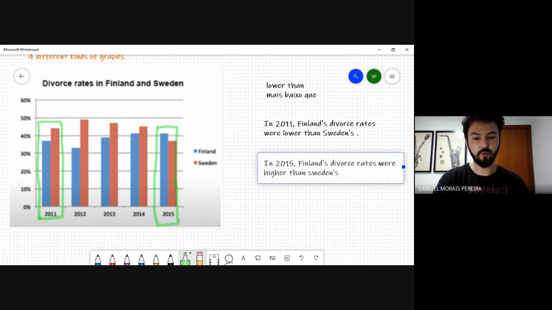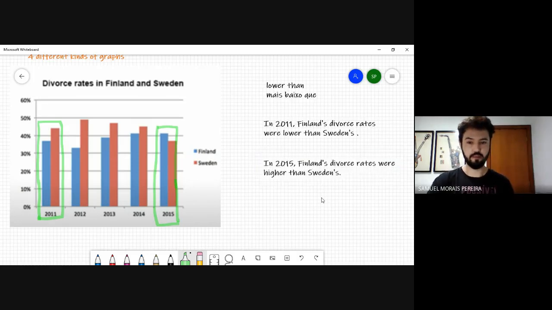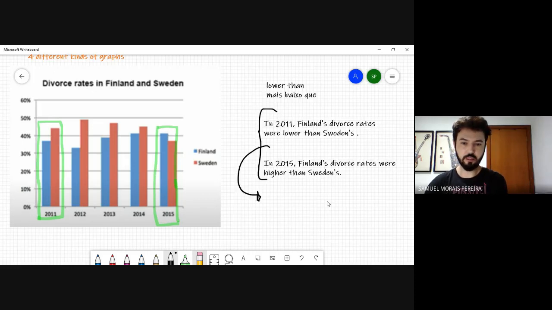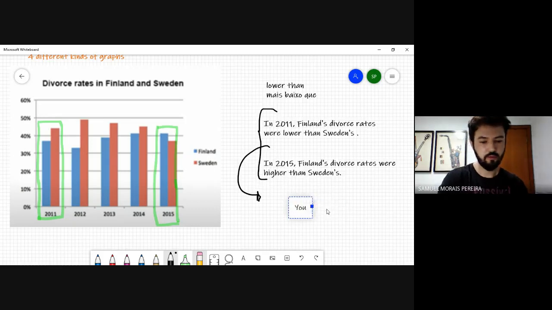Were higher than Sweden's. Eles eram maiores. Eles estavam maiores do que o da Suécia. Can you see? Bom, so pay attention. When you compare these two pieces of information here, you can notice a trend. So pay attention. You can notice that there was a change.